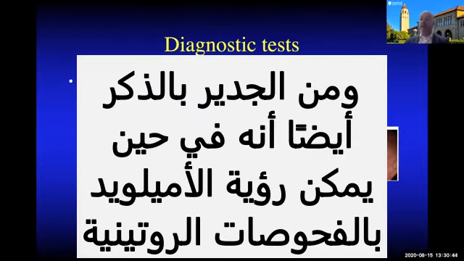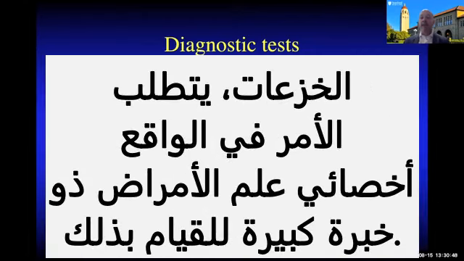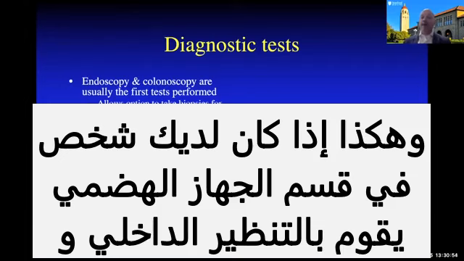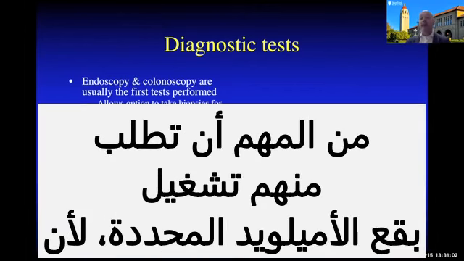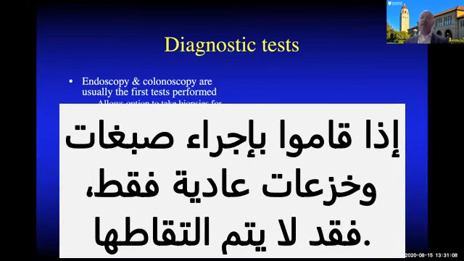It's also worth noting that while amyloid can be seen with routine biopsies, it takes really a very experienced pathologist to do so. And so if you do have someone in GI who's doing endoscopy and taking biopsies and staining them for amyloid specifically, it's important to ask them to run amyloid specific stains, because if they do regular stains and biopsies only, it may not be picked up.